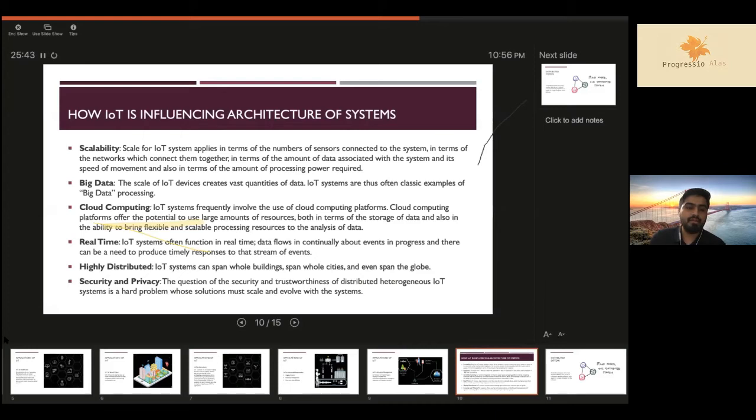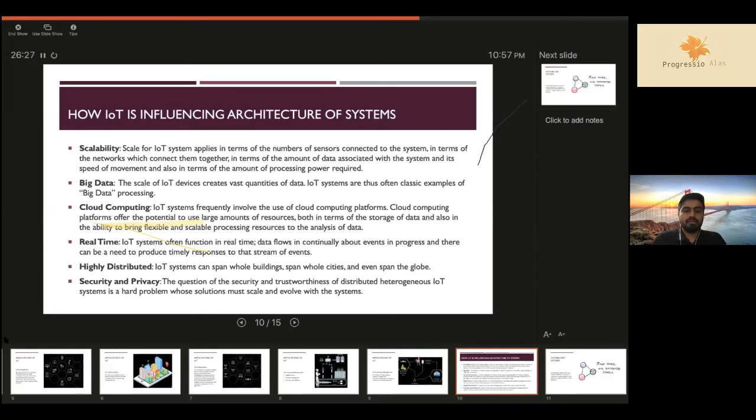And then highly distributed. Since IoT systems can span across buildings and maybe cities or even the entire globe, having systems with such a large span requires backend architectures, where you send your data, to be equally highly distributed, and to control what's going on in the front, right? So the backend things have to be equally highly distributed.